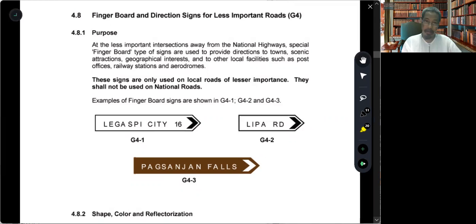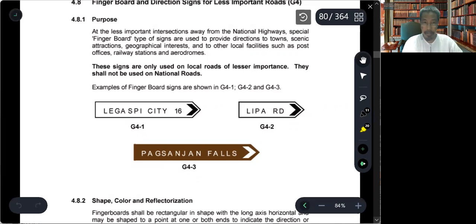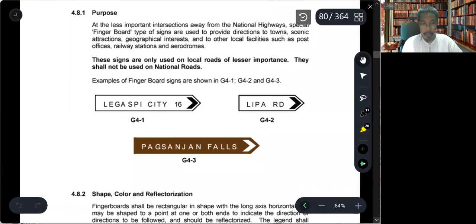Okay, so feeder road and the likes, not the national road. National roads are the main roads. Main highways are what we call national roads. For example, we have an example here: G4-1, G4-2, and G4-3. Going to Legazpi. Take note the lettering and the color.